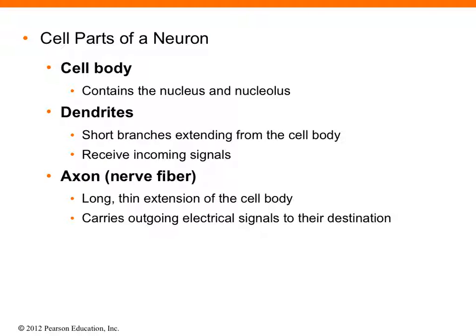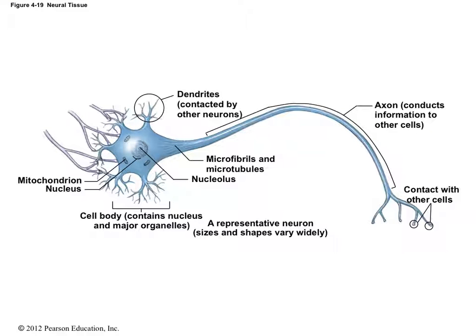The parts of a neuron include the cell body that contains the nucleus and nucleolus, the dendrites that receive the incoming signals and information, and the axon, which is the long, thin extension of the cell body and carries the outgoing electrical signals to their destination. This is the picture or image of a typical neuron.